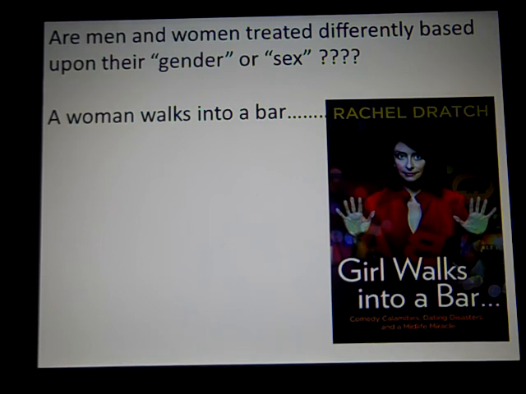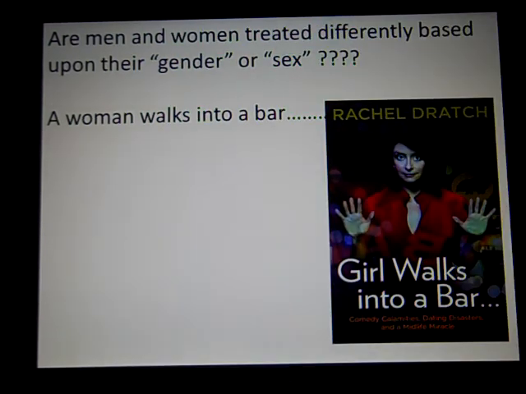So, are men and women treated differently based upon their gender or their sex? I'm going to go ahead and call that the end of this part, and we'll pick up the second part of this presentation with this slide.